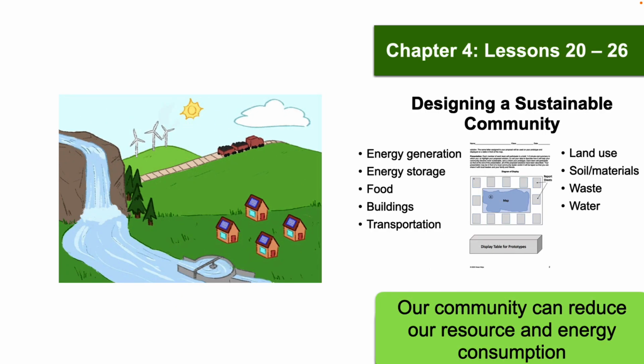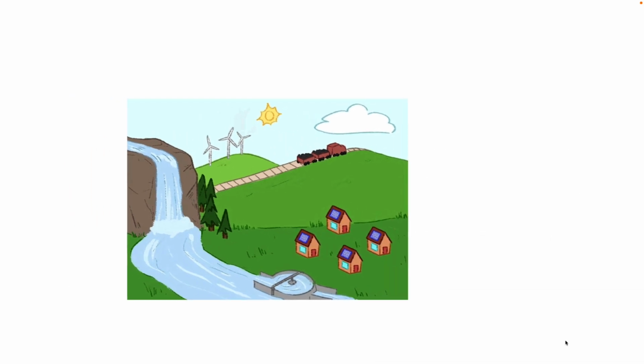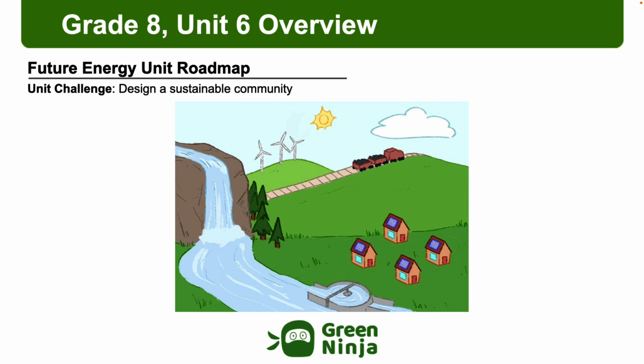Chapter 4 is really the culmination of the entire Green Ninja program. Students start to envision the elements of a sustainable community, including all the essential sectors from energy generation to land use to food. Students should create a solution that addresses at least two of these sectors. They'll include data about resource and energy use and an argument for how their solution is the best way to reduce the community's impact. They even build a prototype. They leave knowing that our community can reduce our resource and energy consumption. There are a lot of great solutions to design, so let's get started.